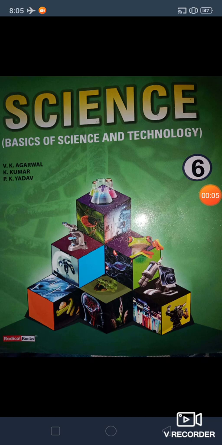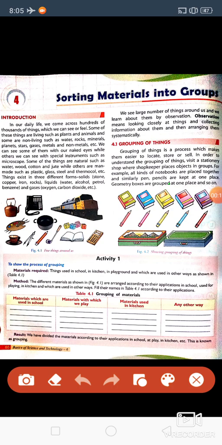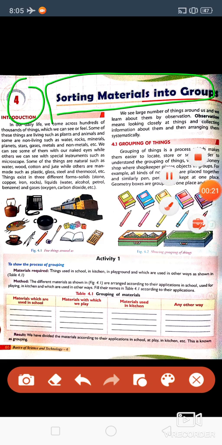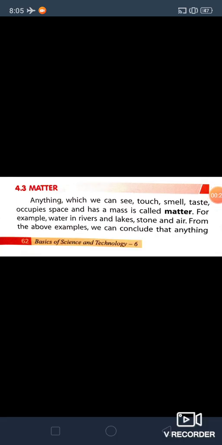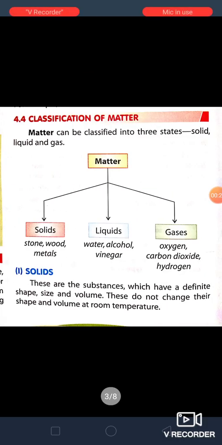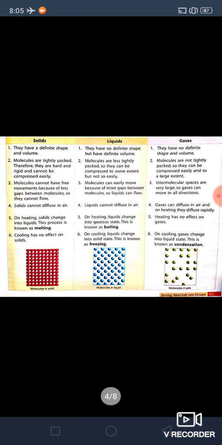So today we are going to deal with the chemistry subject, which comes under your science subject. Okay. So earlier we had started chapter number 4, Sorting Materials into Groups, and a few parts of this chapter we have already discussed. In the previous class we discussed matter, then classification of matter: solid, liquid, gas.